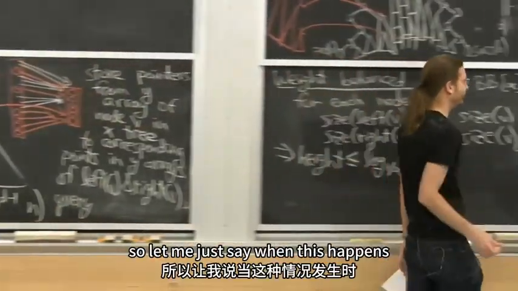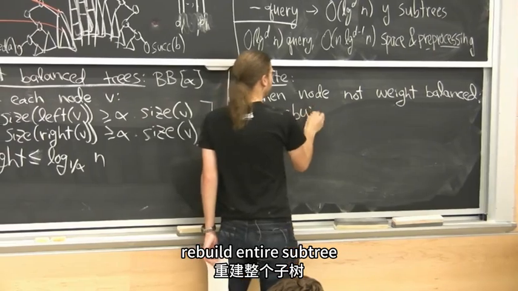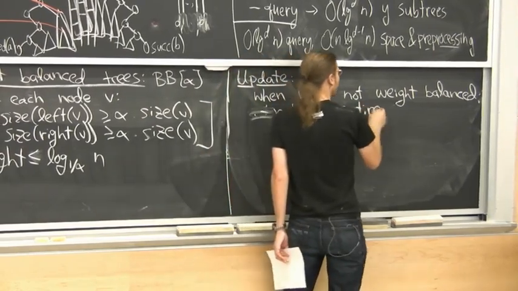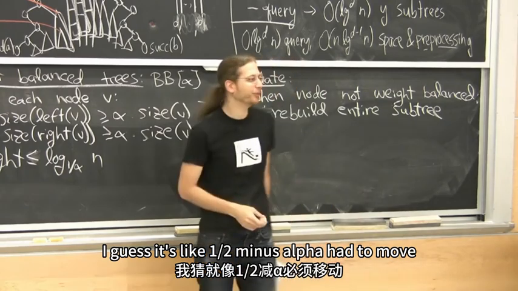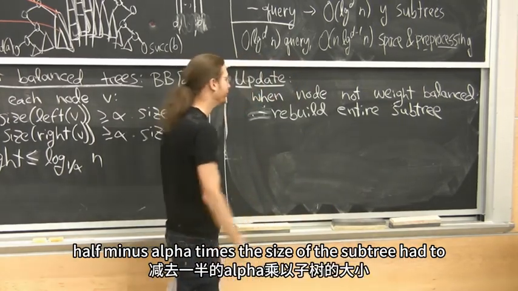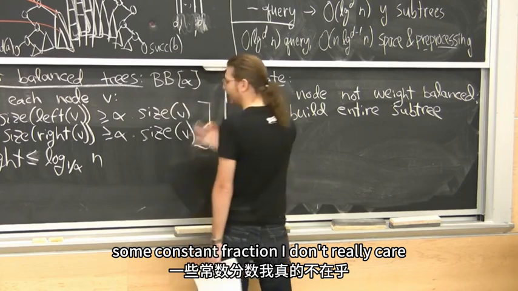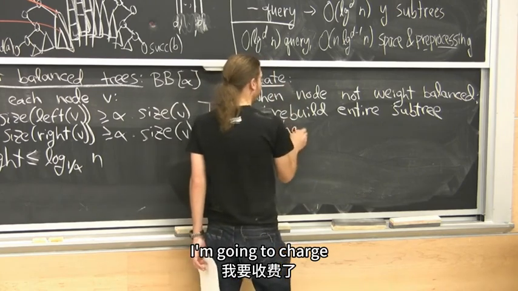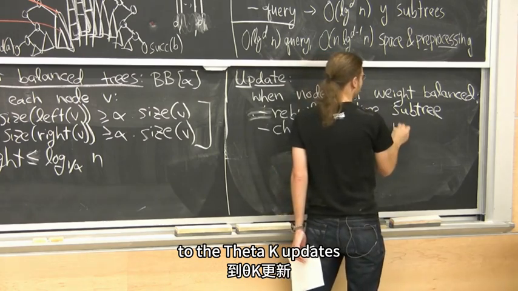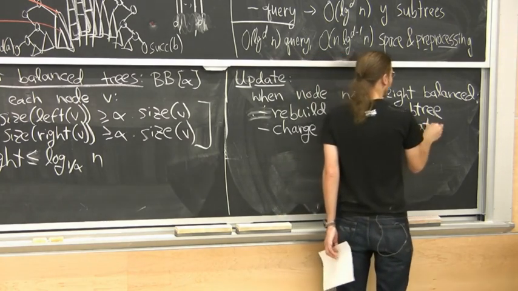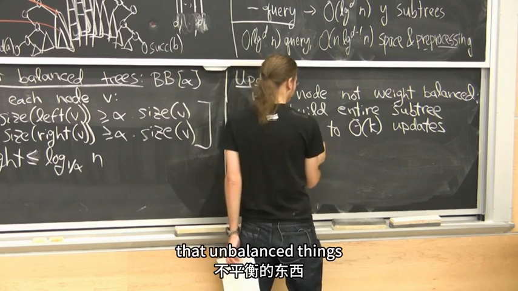The alphas gets messy. So let me just say, when this happens, rebuild entire subtree. I guess it's like a half minus alpha had to move. Half minus alpha times the size of the subtree had to be inserted or deleted. That to happen, or maybe half of that. Some constant fraction. I don't really care. Alpha is a constant. I'm going to charge to the theta k updates that brought that unbalanced things.